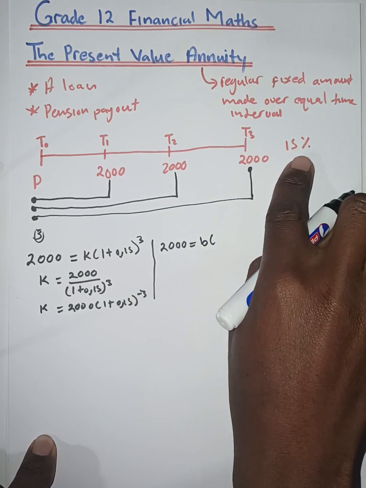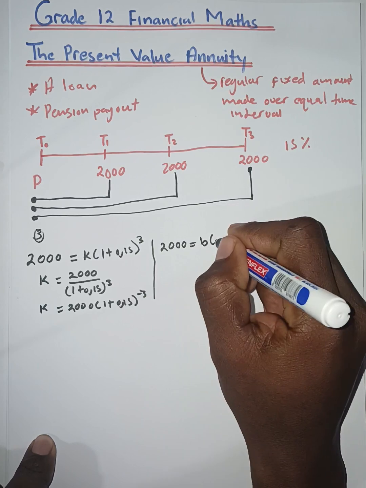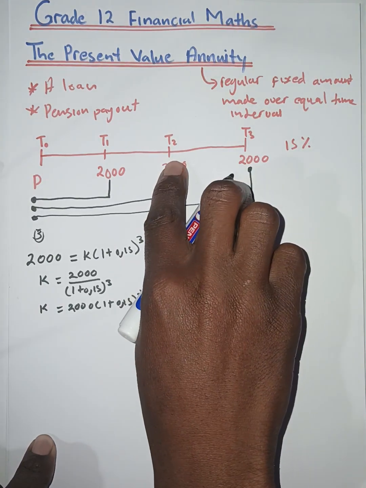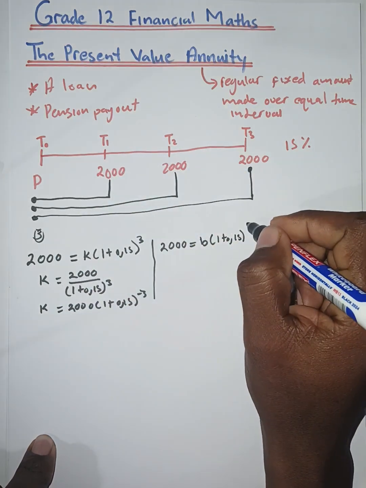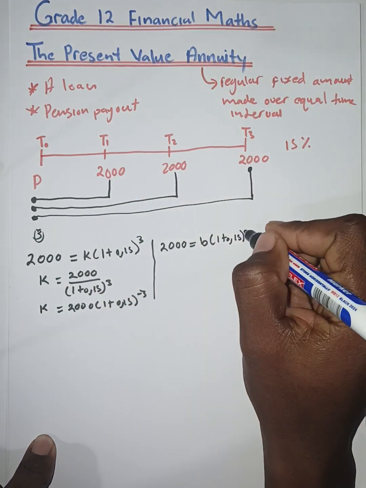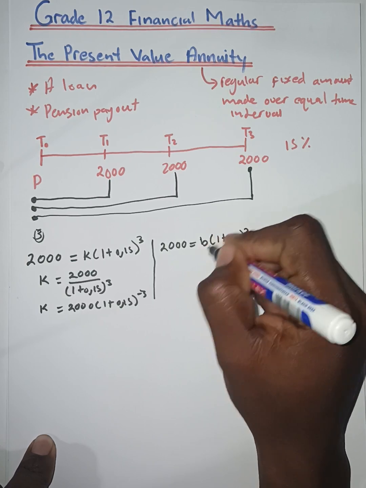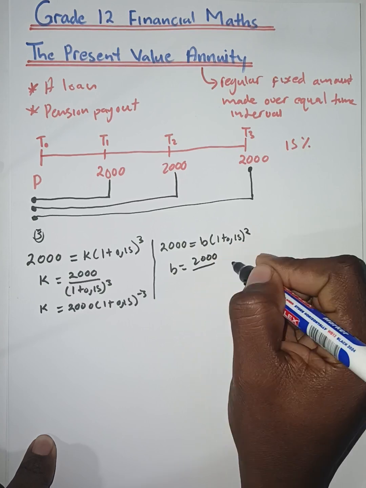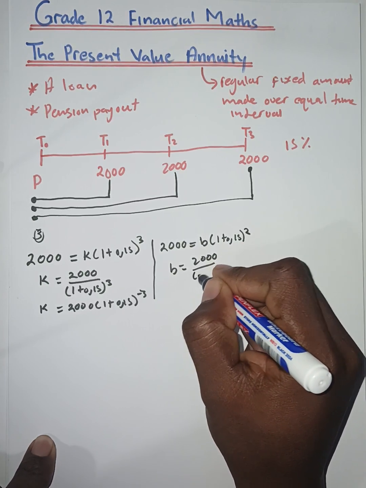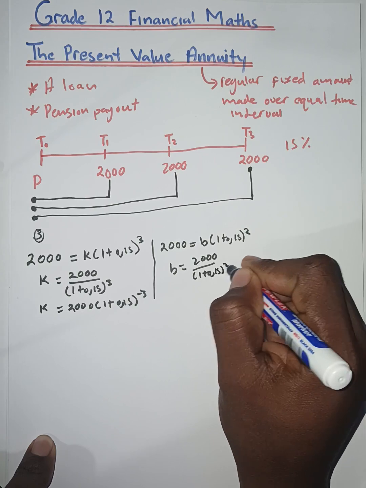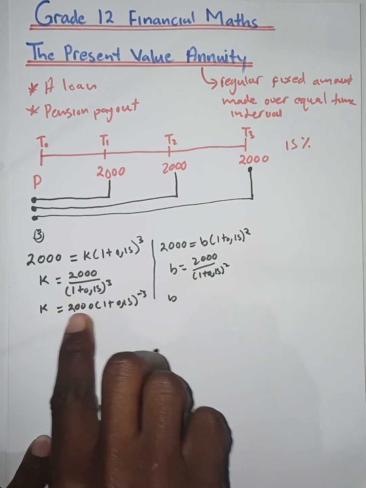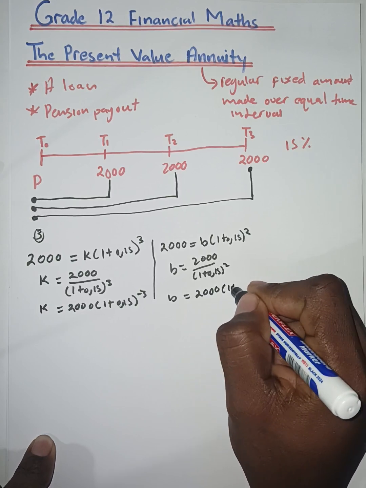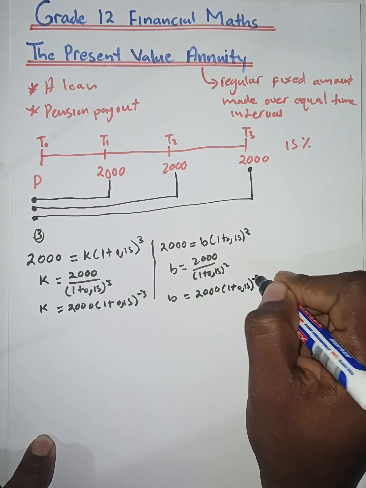But in this case, at an interest of 15%, this would be 1 plus 0.15, for 2 years. It was in the account for 2 years, so it earned interest for 2 years, so this would be to the power 2. So to get B, P would be equal to 2000 divided by 1 plus 0.15 to the power 2. If I write that in, this would be equal to 2000 times 1 plus 0.15 to the power negative 2.